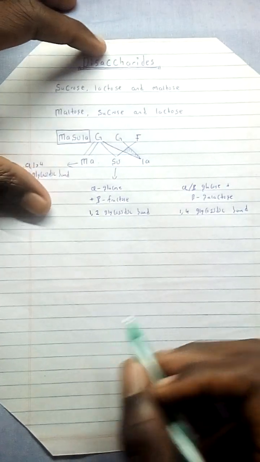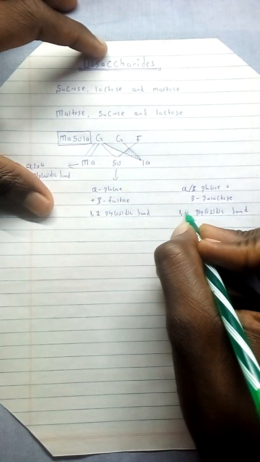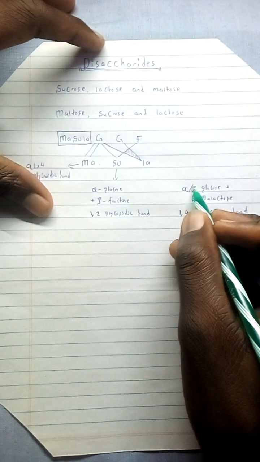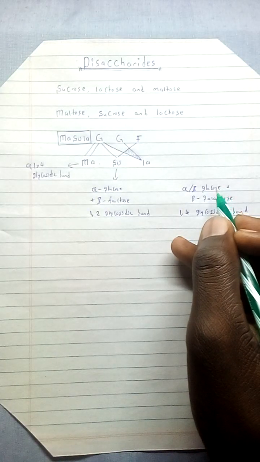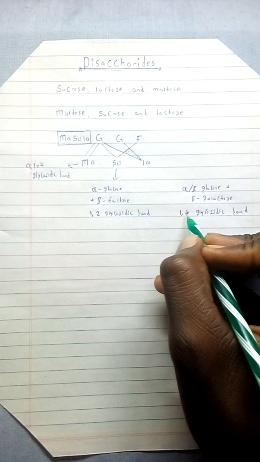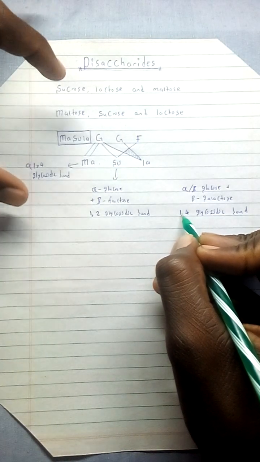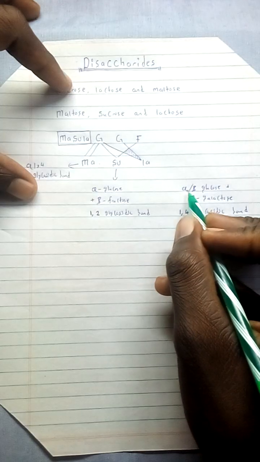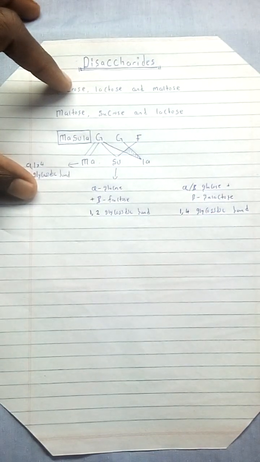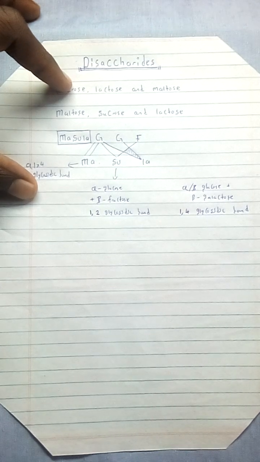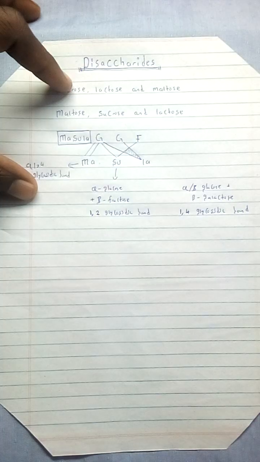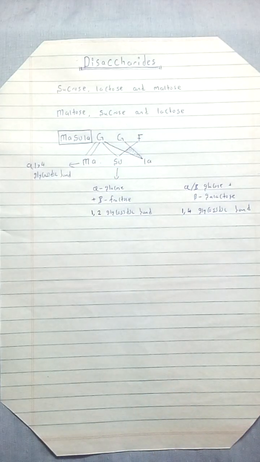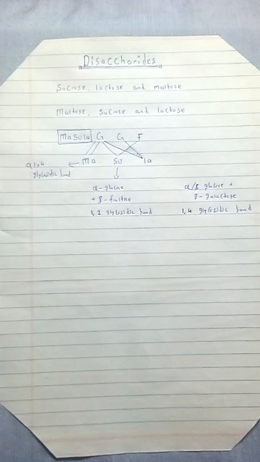But for this one, guys, don't say that this one happens between carbon 1 of either alpha or beta glucose. No, but rather this one happens between carbon 1 of beta galactose and carbon 4 of either alpha or beta glucose. That is it about lactose. All right, guys, so this is it about disaccharides.